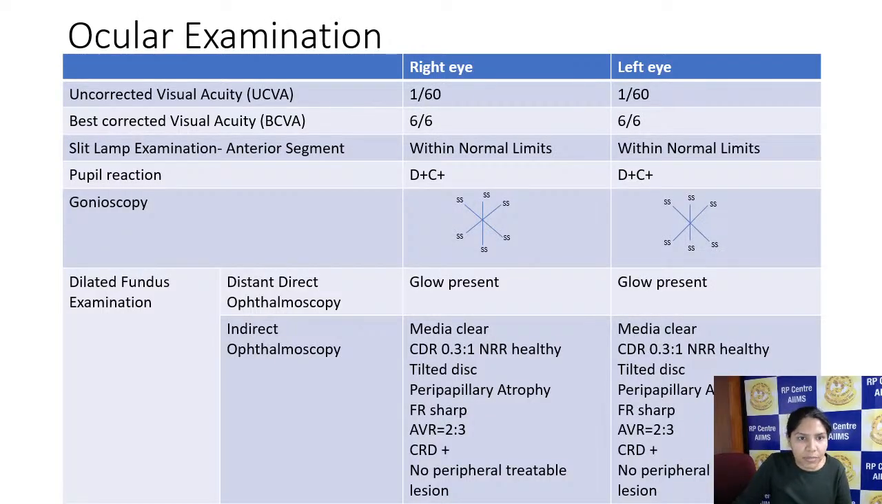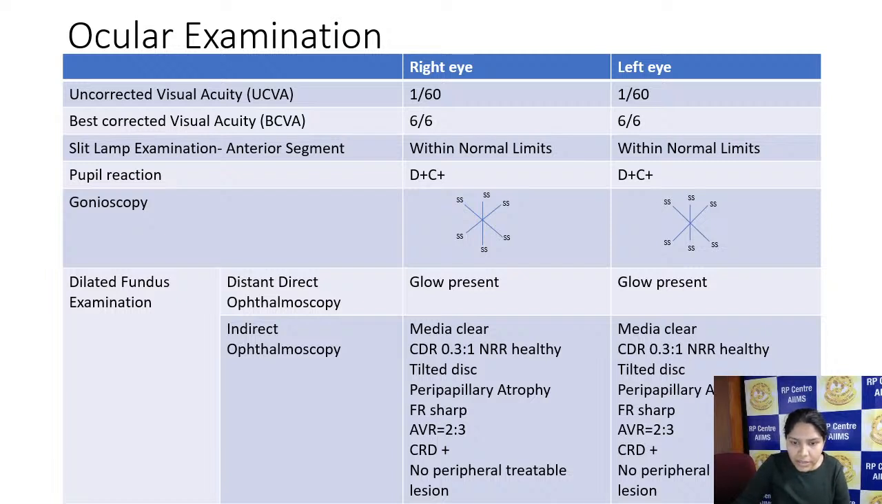So on ocular examination, the uncorrected visual acuity was 1/60 in both eyes. The best corrected visual acuity was 6/6 in both eyes. On slit lamp examination, the anterior segment was found to be within normal limits in both the eyes. The direct and consensual light reflex was present. On gonioscopy, there were open angles in both eyes. On dilated fundus examination, the glow was present. Media was clear. The cup disc ratio was 0.3:1.